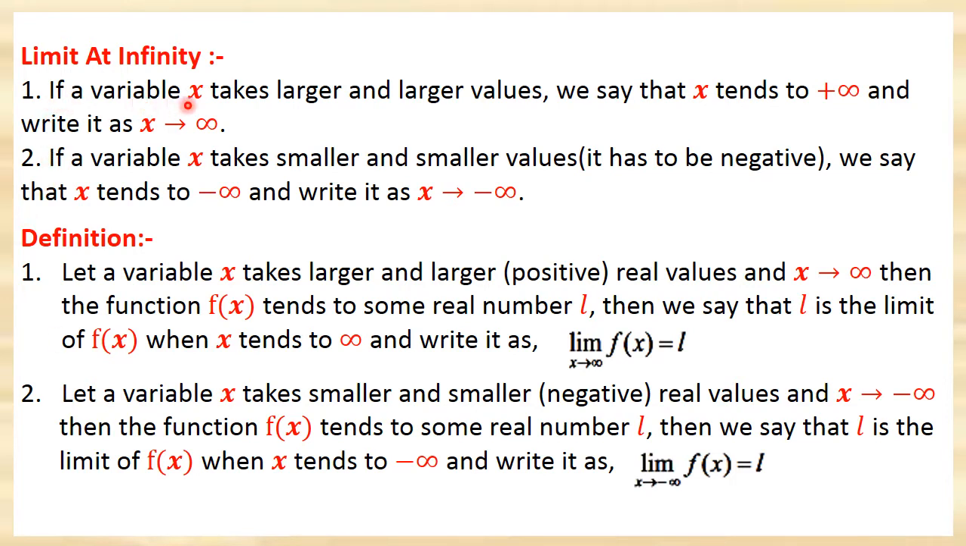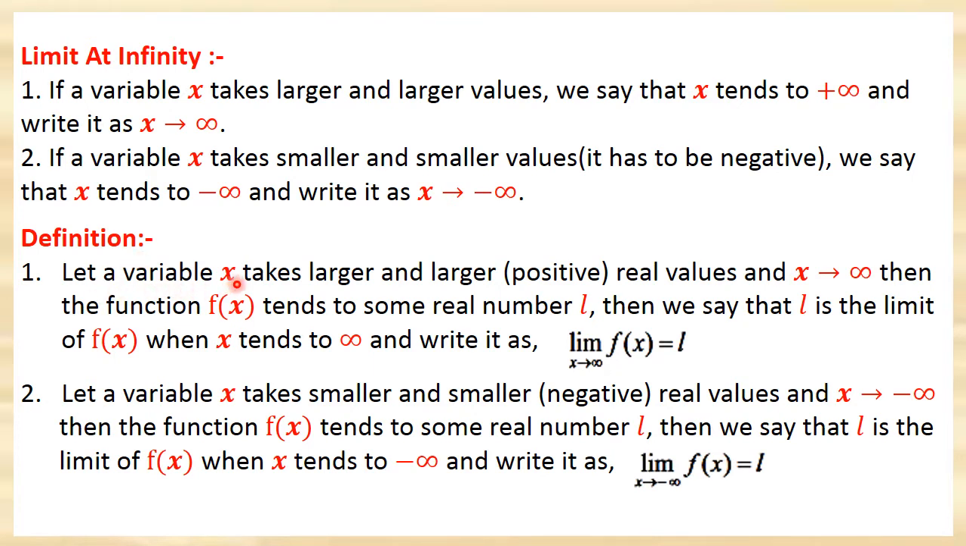If a variable x takes larger and larger values, we say that x tends to positive infinity, and we write it with an arrow from x towards infinity, that is x → ∞. Similarly, if a variable x takes smaller and smaller values, it has to be negative, then we say that x tends to minus infinity, and we write it as x → -∞, with the arrow towards minus infinity. Now let's learn the definitions.